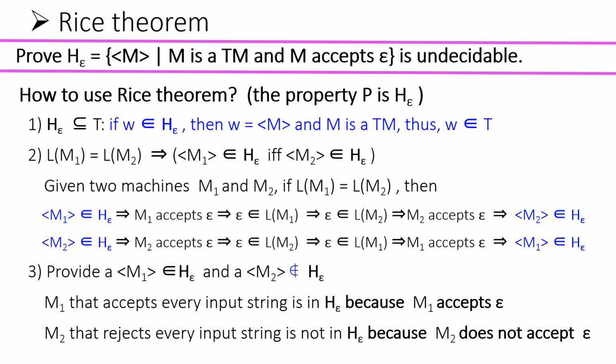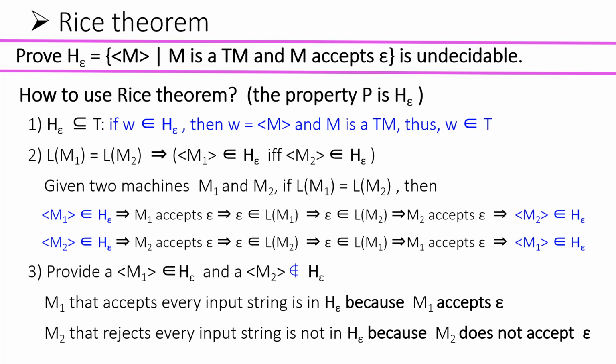Next, we show H epsilon is a property of languages. Given two machines, M1 and M2, if LM1 equals LM2, then we analyze two cases. The first case is M1 is in H epsilon. This means M1 accepts epsilon, so epsilon is in LM1. Since LM1 equals LM2, epsilon is also in LM2, and M2 accepts epsilon. This implies M2 is also in H epsilon.